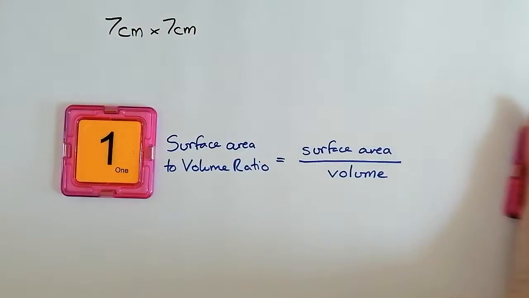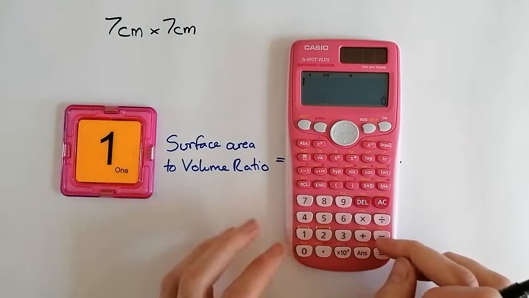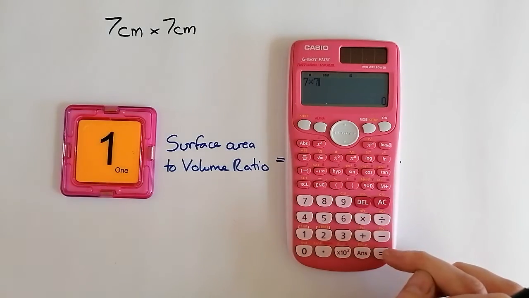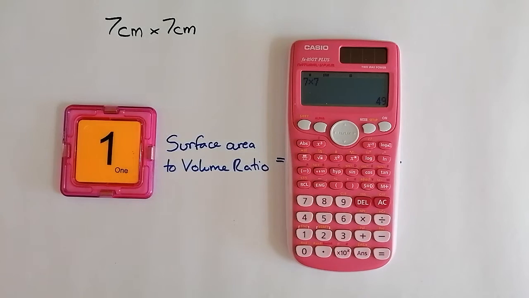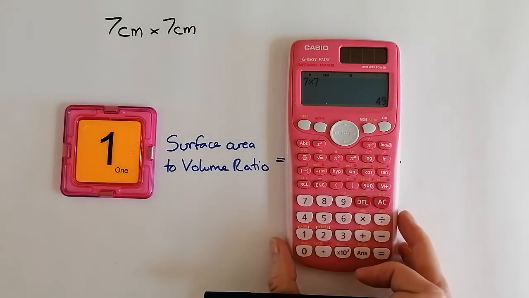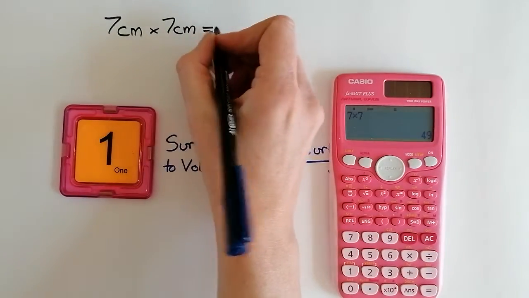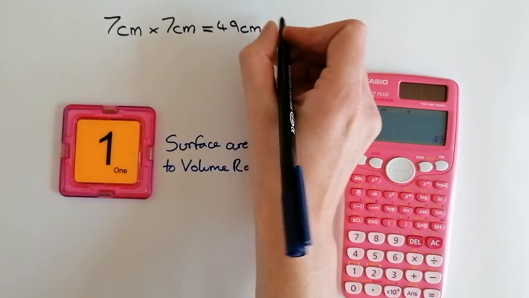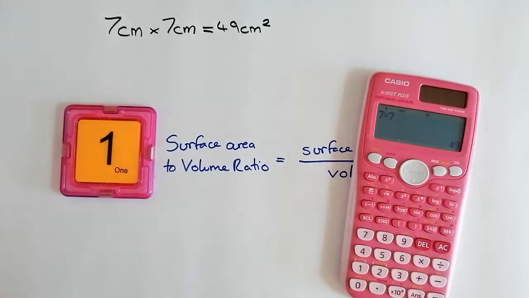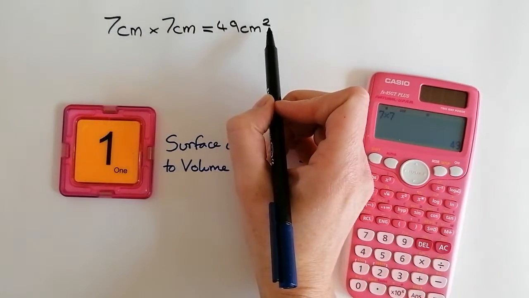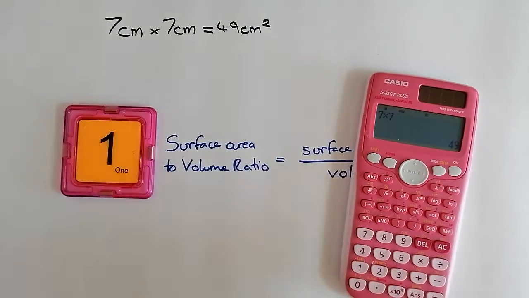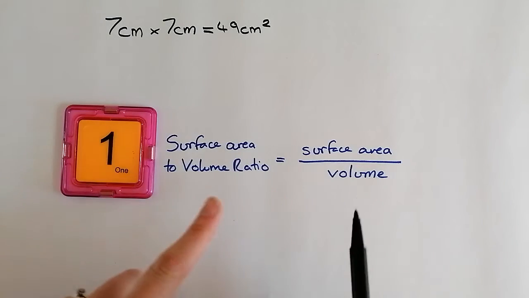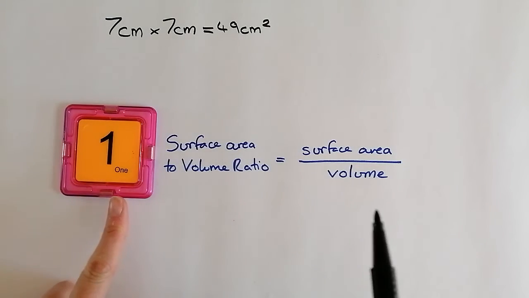Now what we need to do is get our calculator and work it out. You'll have a calculator in the exam, and I still recommend that you use it, especially for things that are quite easy, because it's very simple to make mistakes. So 7 centimetres by 7 centimetres is 49 centimetres squared. When we write squared, it's a little 2 floating on the top. Now, that is the surface area of a square, not the cube.